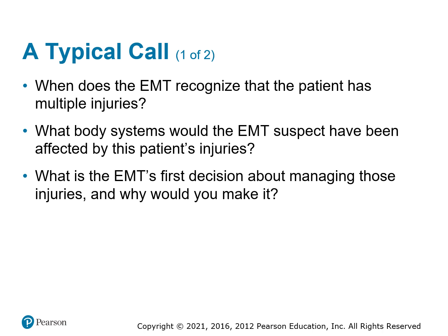What is the EMT's first decision about managing those injuries, and why would you make it? So he's bleeding and he's unresponsive and has an airway and breathing issue. Airway and breathing can't do what they need to do if the patient does not have blood. So the first decision should be to manage the bleeding. So put a tourniquet on that leg. And then we can get to managing airway and breathing at that point.